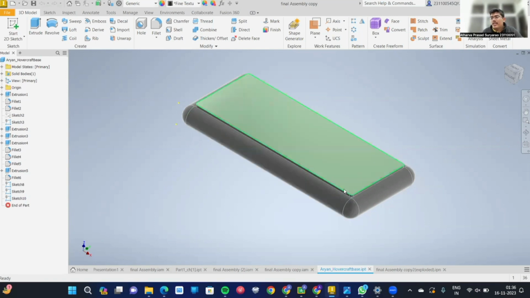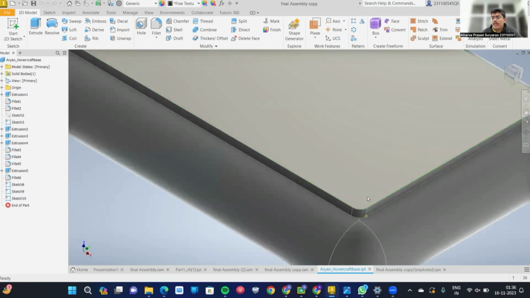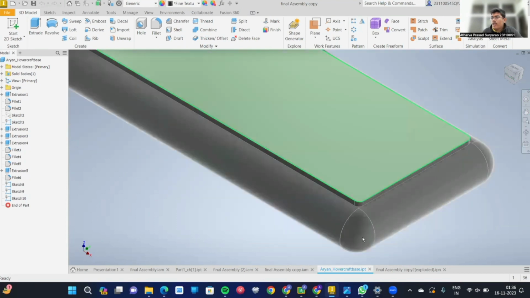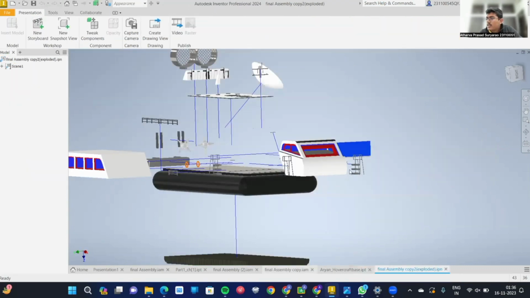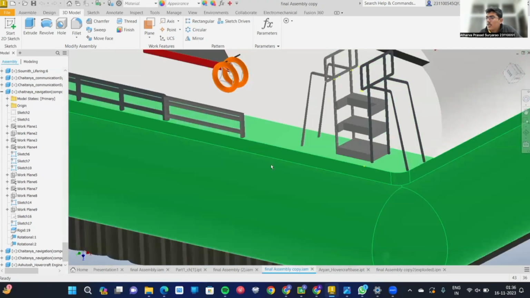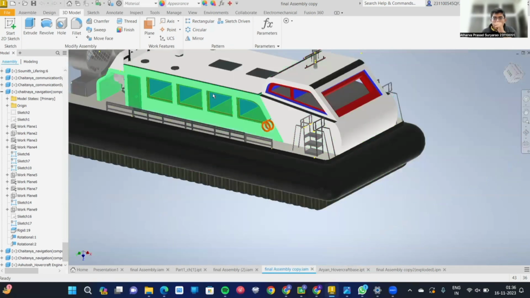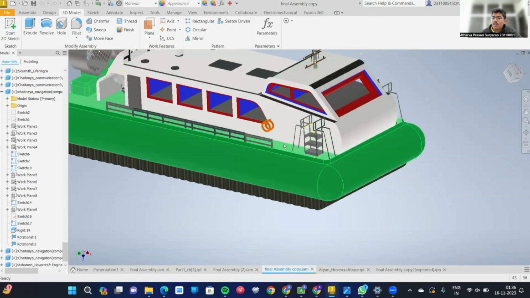Now because the entire structure rests on it, we have extruded a metal piece over the base of the hovercraft so that the rest of the parts can be easily assembled on it. Now the exact portion where this gets assembled is this. This is the base of the hovercraft, which has been highlighted by the green portion, and the rest of the parts which you can see are the major parts which rest on the hovercraft base.